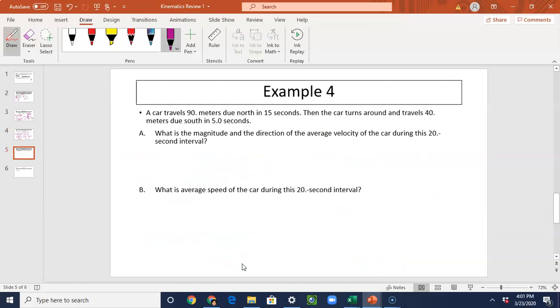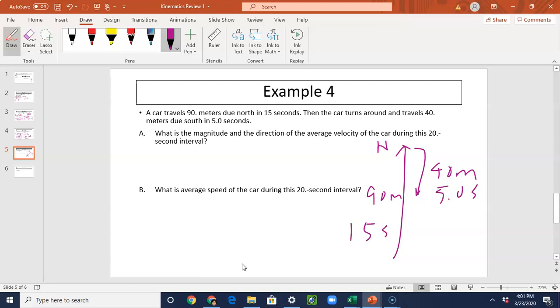Okay, take a look at this one. A car travels due north for 15 seconds and travels 90 meters. So a car goes 90 meters, in this case to the north. Then it comes back, traveling 40 meters in 5 seconds. So this is 5 seconds and this is 15 seconds. What are the magnitude and direction of the average velocity?